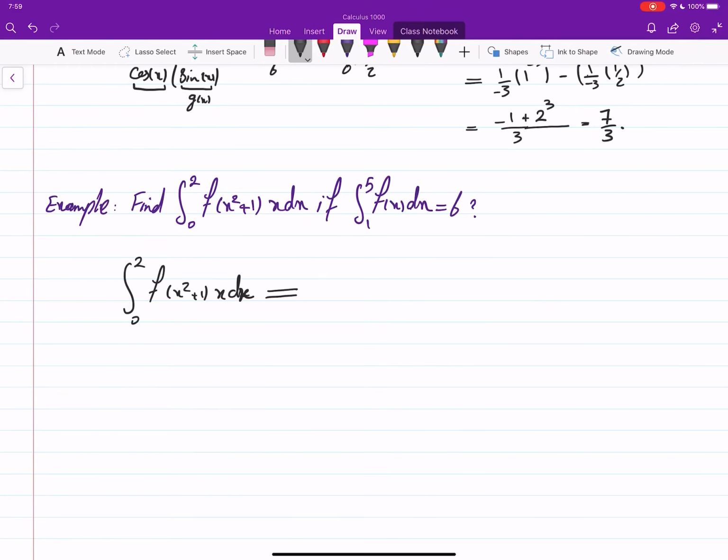Right away you notice that this guy has f evaluated at some function. Let's call that g(x). And when you have this pattern, right away that is going to be substitution. And you already found what the new variable u is. It is x squared plus 1. du is going to be the derivative of x squared plus 1, 2x, times dx.